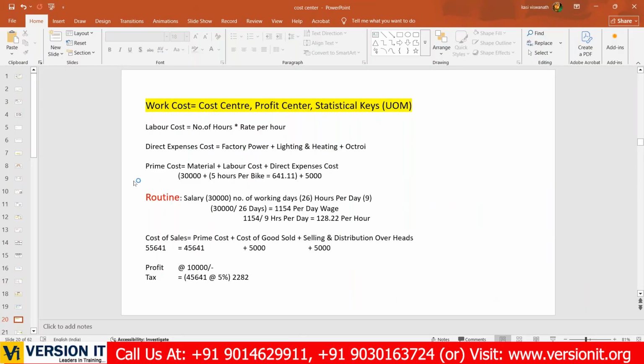Next. Now, let me identify what's the actual prime cost. What's the actual prime cost? Prime cost is equal to material plus labor plus direct expense cost. Direct expense cost.